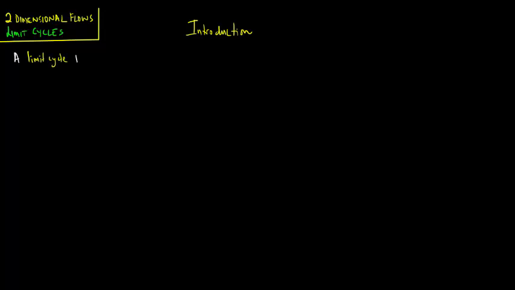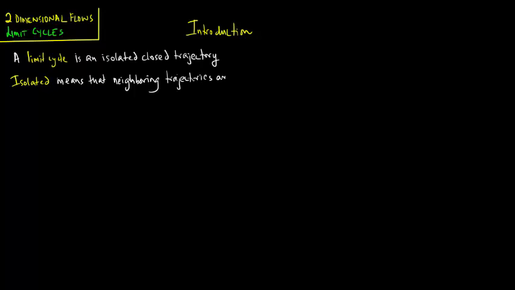We are still dealing with two-dimensional flows, but now we focus on the important topic of limit cycles. So this lecture is going to be an introduction to limit cycles. A limit cycle is an isolated closed trajectory. Isolated means that neighboring trajectories are not closed, i.e. they will either spiral away or move towards the limit cycle.